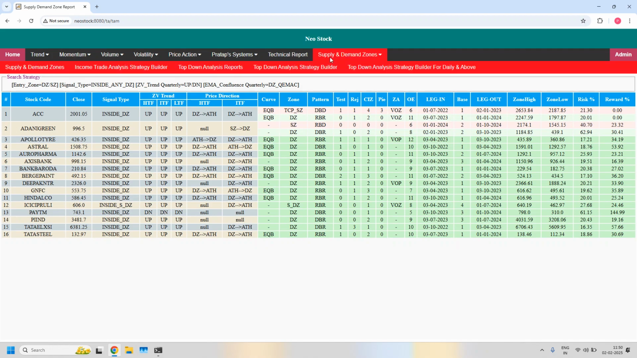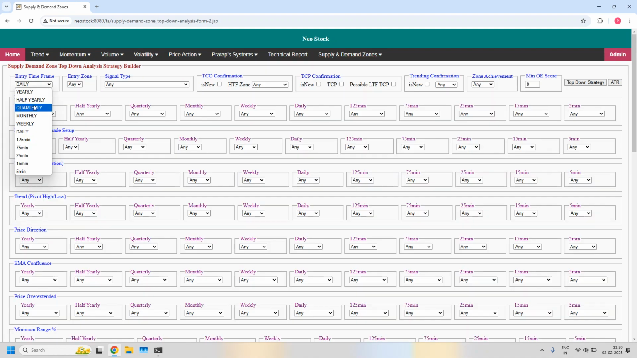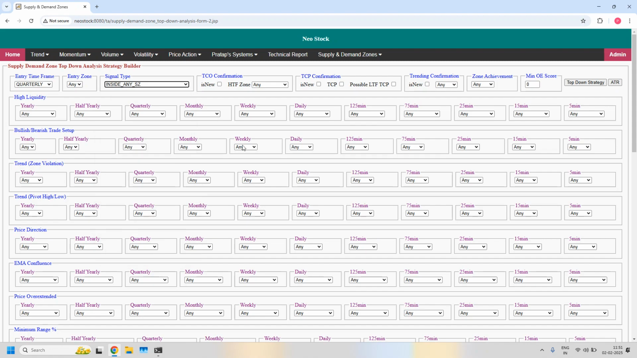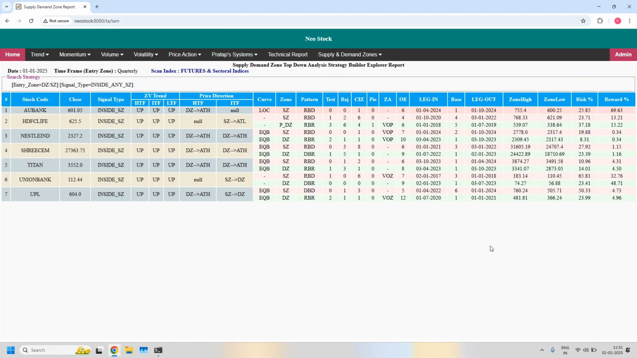Okay, next, quarterly time frame. Price closed inside the quarterly supply zone. We got 7 stocks. Out of these 7, how many quarterly supply zones are having quarterly EMA confluence? Let us filter.